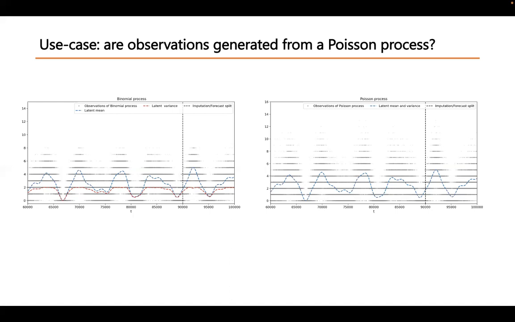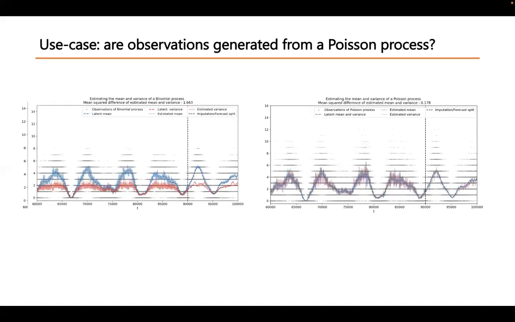So here we have data coming from a binomial process on the left and from a Poisson process on the right. With the Poisson process, the mean and variance are the same. With the binomial process, they're different. And basically by applying the variance estimation algorithm and the mean estimation algorithm, we can verify whether the data we have comes from a Poisson or not. On the left, you can see that it's accurately capturing both the latent mean and latent variance. On the right, we see that the latent mean and variance are approximately the same, which gives credence to the fact that it is indeed coming from a Poisson.